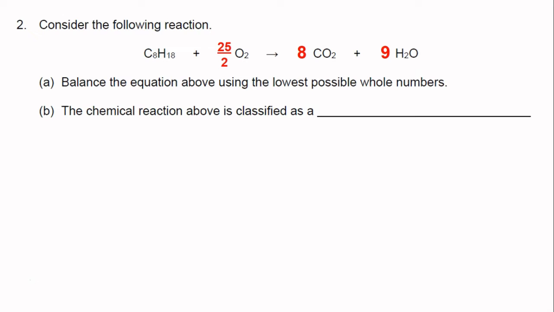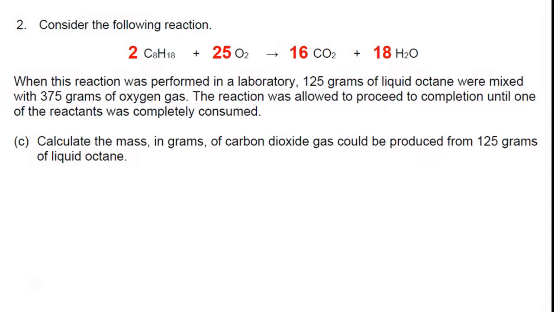We could put 12.5 or 25 halves on the left to balance the oxygen, and then go back and multiply each coefficient by 2. So our final coefficients are 2, 25, 16, and 18. And this chemical reaction is classified as a combustion. Okay, when this reaction was performed in a laboratory, 125 grams of liquid octane were mixed with 375 grams of oxygen gas. The reaction was allowed to proceed to completion until one of the reactants was completely consumed. So number 2 is going to be a limiting reactant problem.